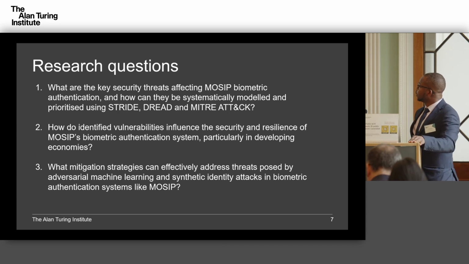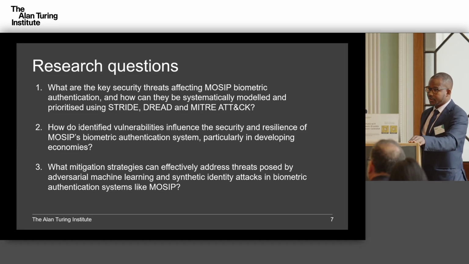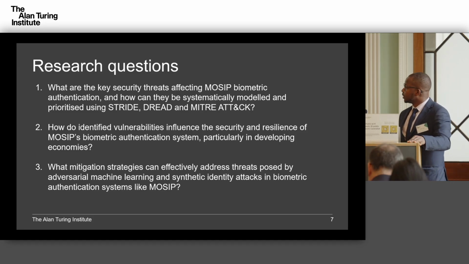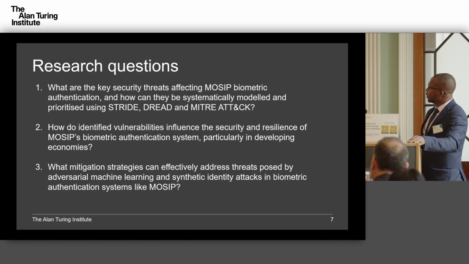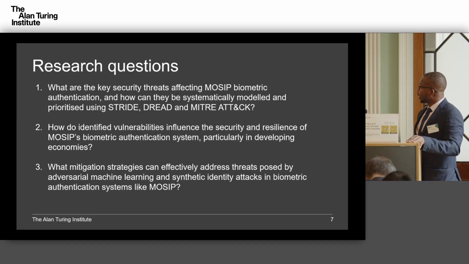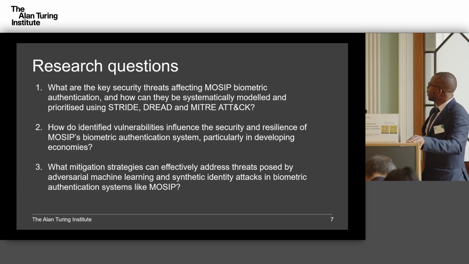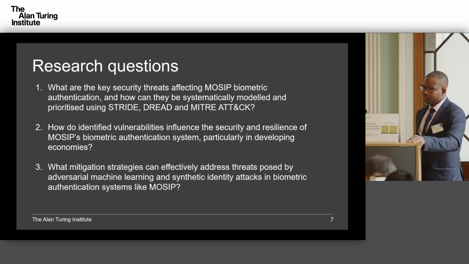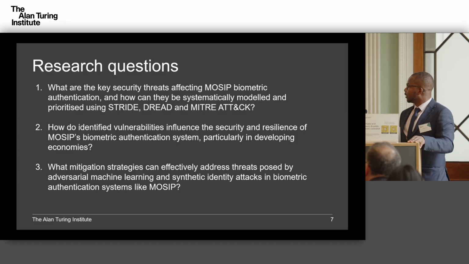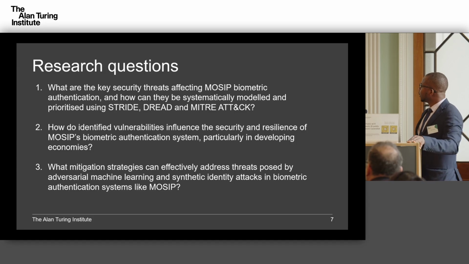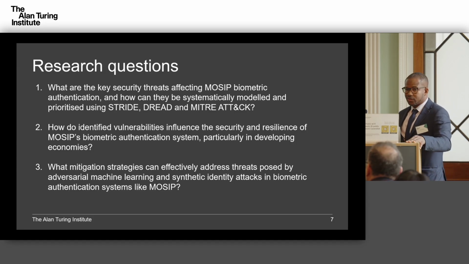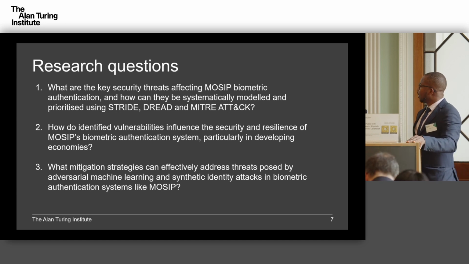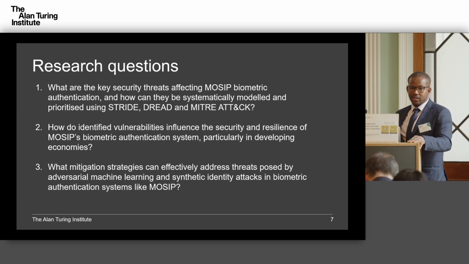What are the key security threats affecting the MOSIP biometric authentication, and how can they be systematically modeled and prioritized using the STRIDE, DREAD, and META attack? The second was to identify the vulnerabilities that influence the security and resilience of the MOSIP system, particularly in developing economies. And the third was the mitigation strategies: how can they be effectively used to address the adversarial machine learning problems and the synthetic identity attacks that exist in the MOSIP system?